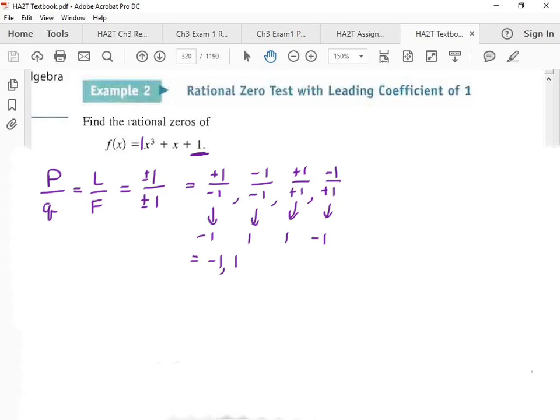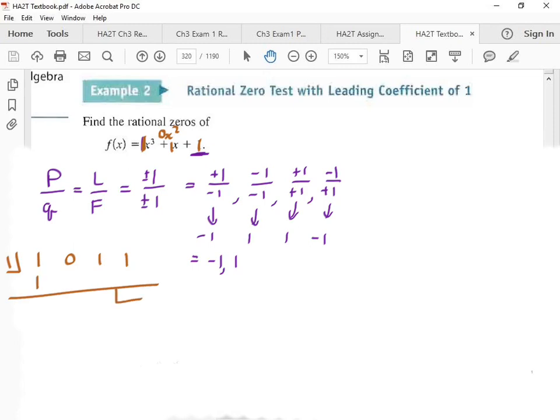You can do it two ways. You can just plug it in and see if they work, or you can use synthetic division. I'm going to use synthetic division just so I can practice with the remainder theorem. We get 1, 0, 1, 1. That's because we have a 1 right here, we have a 0x squared, we have a 1 right there, and then a 1 right there. So it's 1, 0, 1, 1. And then I'm going to put right here a possible rational zero, which I think might be 1.